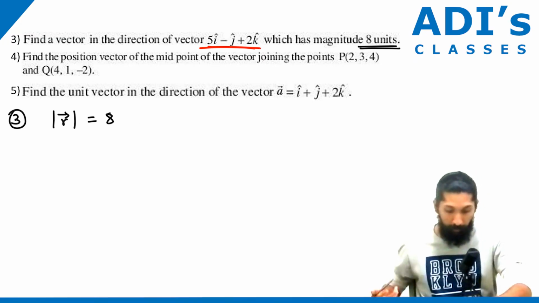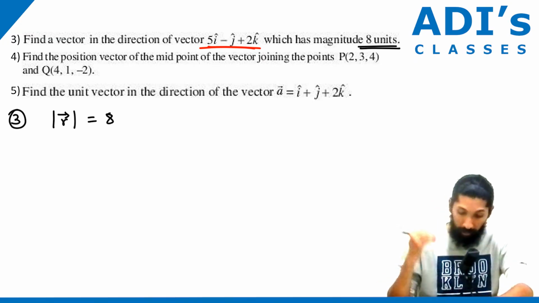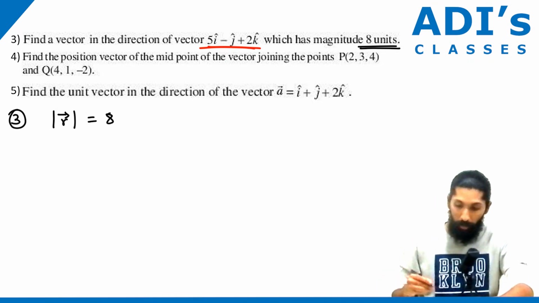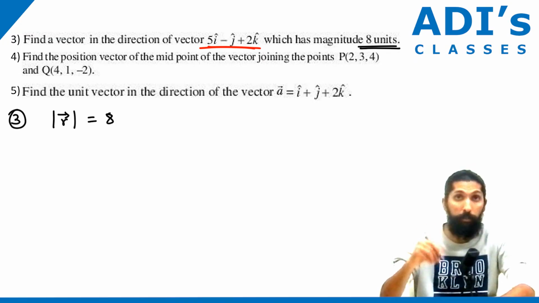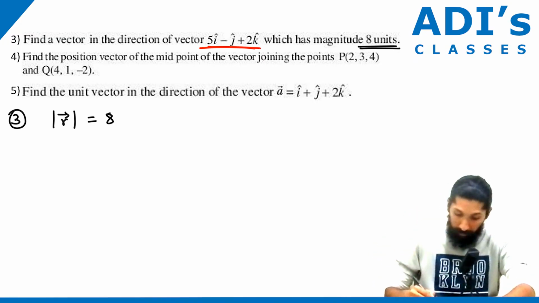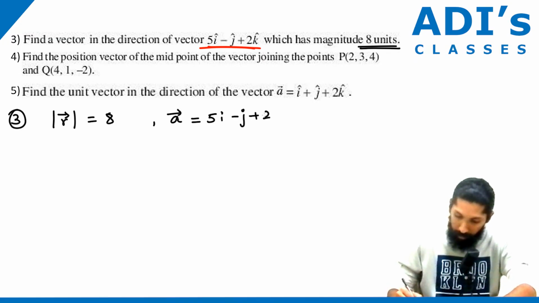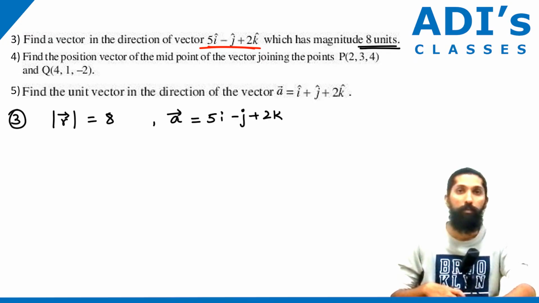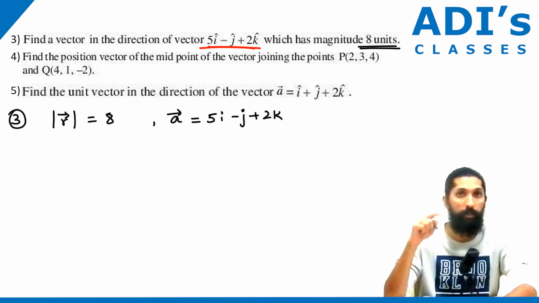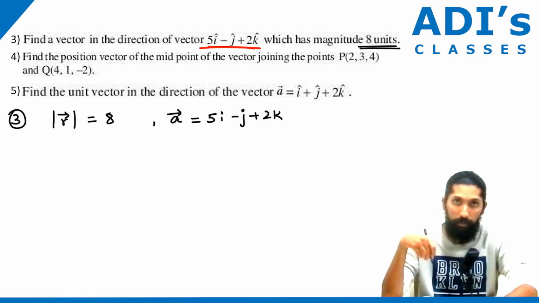Now see, find a vector which is in the direction of this particular vector. Correct? Now how do you find the direction? Direction is nothing but a cap, right? Now what do we have here? Vector a is 5i minus j plus 2k. This is the vector. How do you find the direction? Vector a by modulus of a, isn't it?